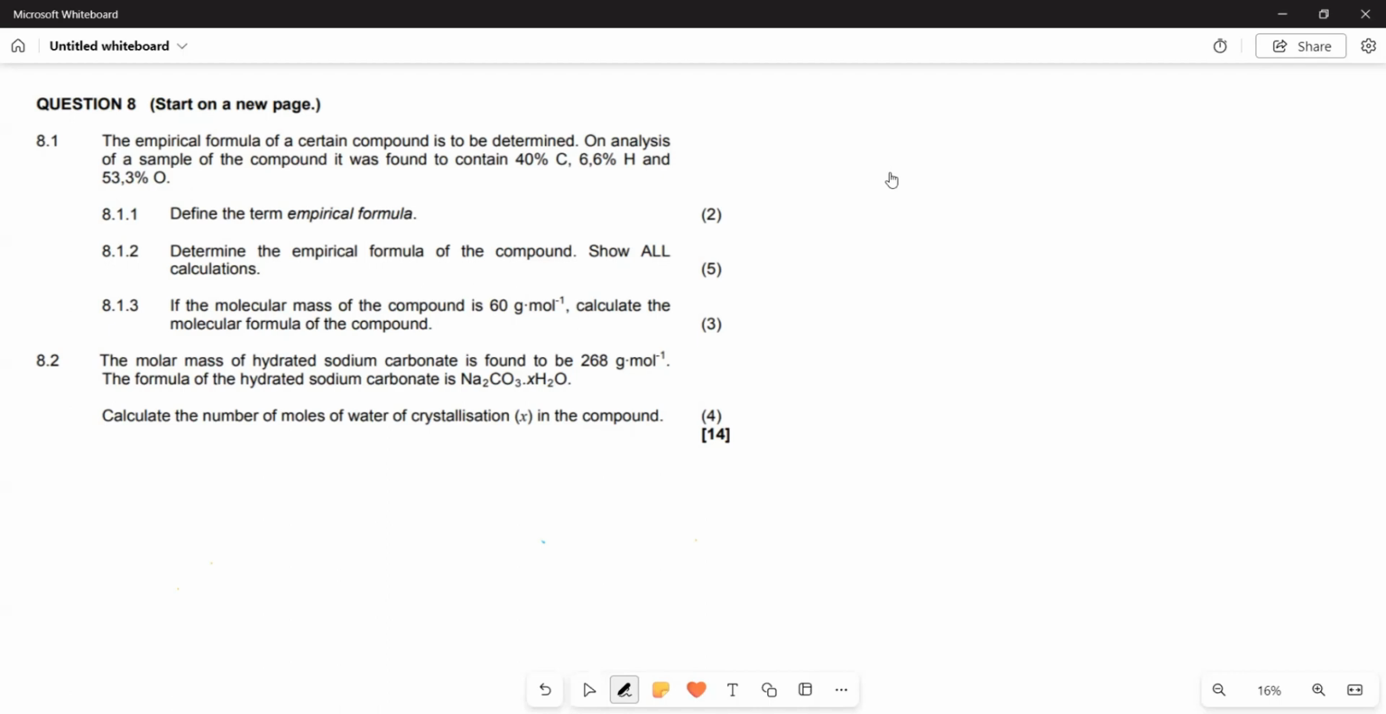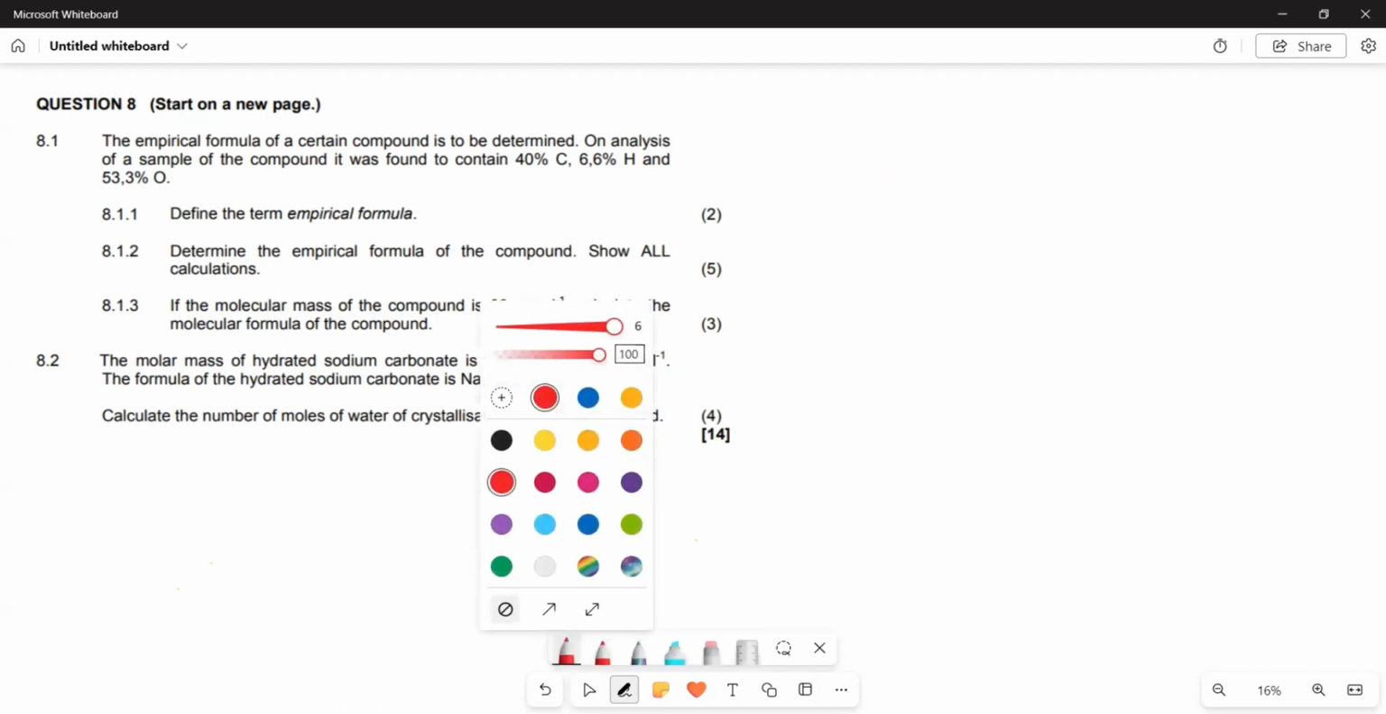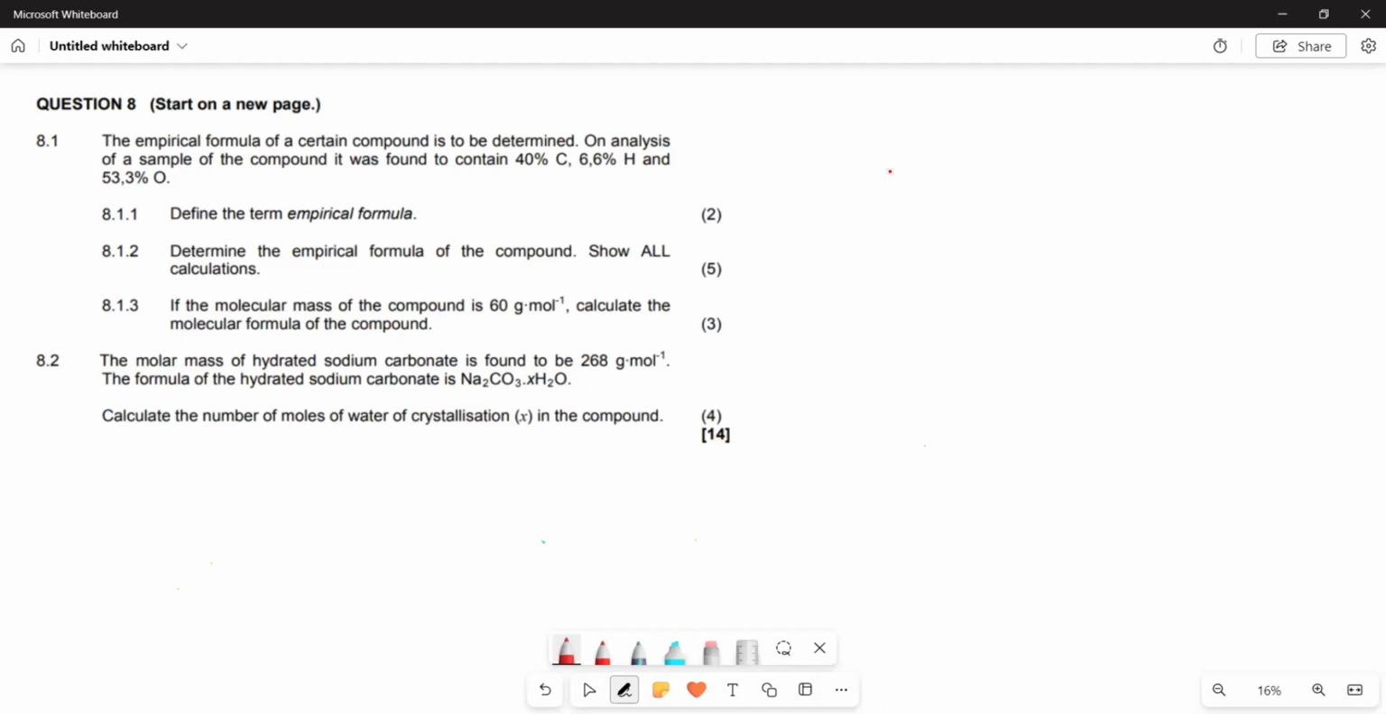Now let's try and answer this question and see what is required of us. They say the empirical formula of a certain compound is to be determined. On analysis of a sample of the compound, it was found that it contains 40% carbon, 6.6% hydrogen, and 53.3% oxygen. The first question is: define the term empirical formula.